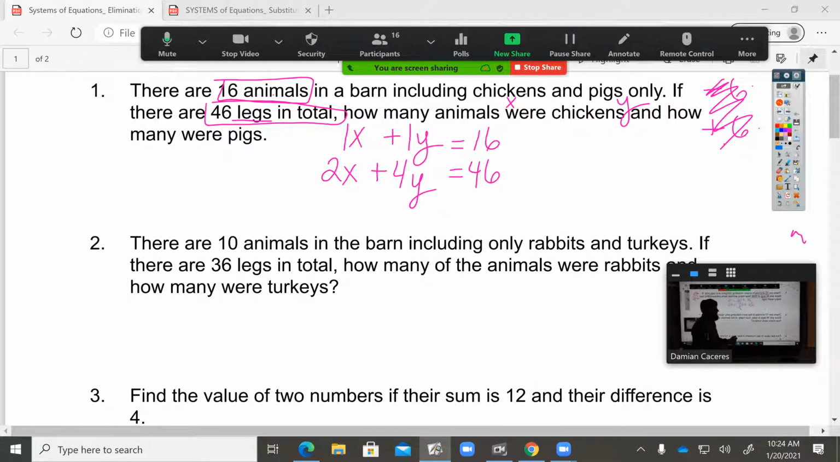So we ask ourselves, what's easier to eliminate, a 1 and a 2 or a 1 and a 4? I would say a 1 and a 2. Now, between both equations, the only one that needs to change is the top one, because the bottom one already has the number 2 on it. So we don't have to touch the bottom equation. We multiply the top equation by -2. Why negative? Because we need the signs to be different. That's the only way something can eliminate. So now when we distribute, our result is -2x, -2y equals -32.